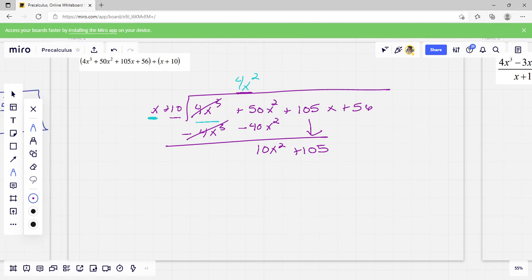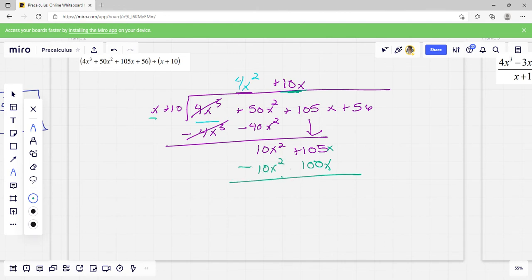Okay, now how many times do I have to multiply x to get to 10x squared? Well, I'm going to need 10x. Okay, then my next step is to multiply my 10x times 10. So I'm going to multiply by both factors. So 10x times 10 would be 100x. Whoops, that's an x right there. Then I multiply 10x times x, which would be 10x squared.